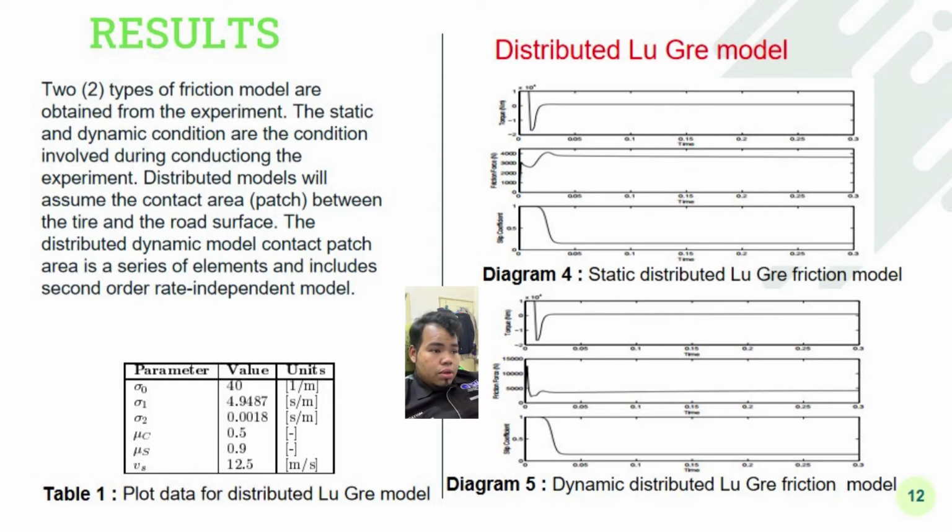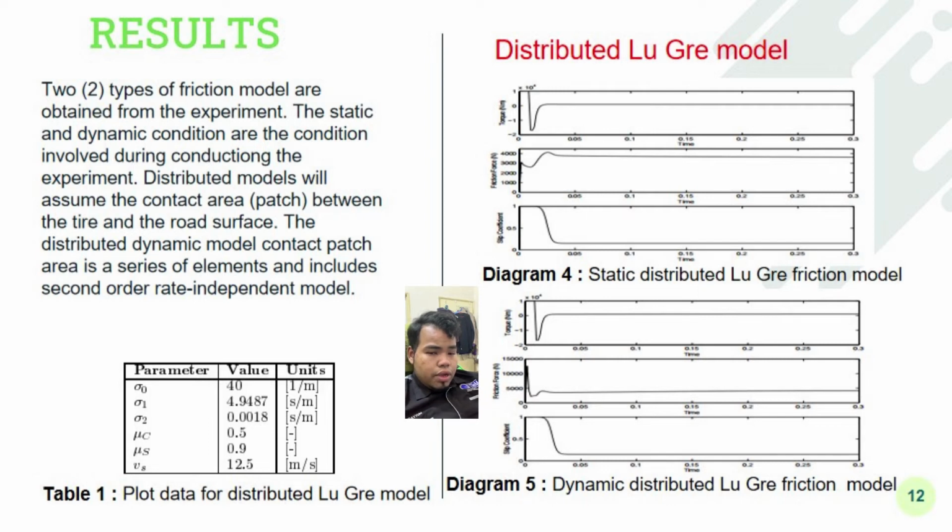So this is table 1. Plot data for the distributed LuGre model, and there are two types of distributed LuGre model. The static distributed LuGre friction model, and then diagram 5, the dynamic distributed LuGre friction model. So for the static one, the torque is stable at 0 Newton meter, and then the friction force is stable at about 3500 Newton, and then the slip coefficient is stable at 0.2.